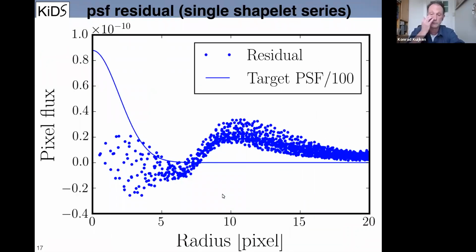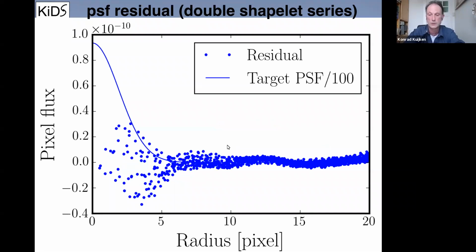So here's the residual. If you were to use just a single shapelet series, then you can do quite a good job in the center. This is the difference between the delivered Gaussianized point spread function and the target Gaussian. Here is the target Gaussian divided by 100. So you see in the center, you really do an essentially perfect job. But if you use just a single shapelet series, you simply do not get out to large radii fast enough, and so you end up with residual flux in the wings. That's what this double shapelet series is able to catch very nicely.